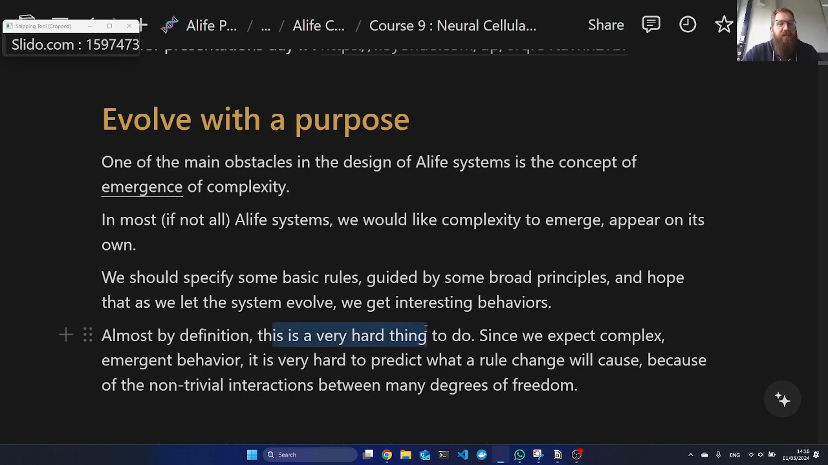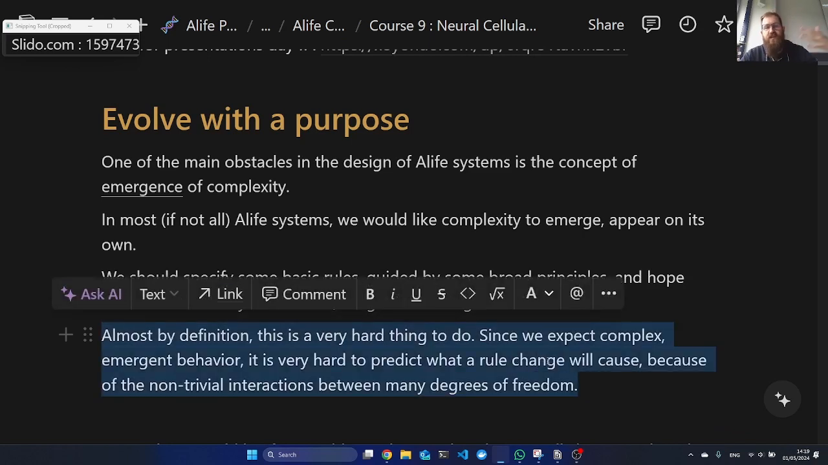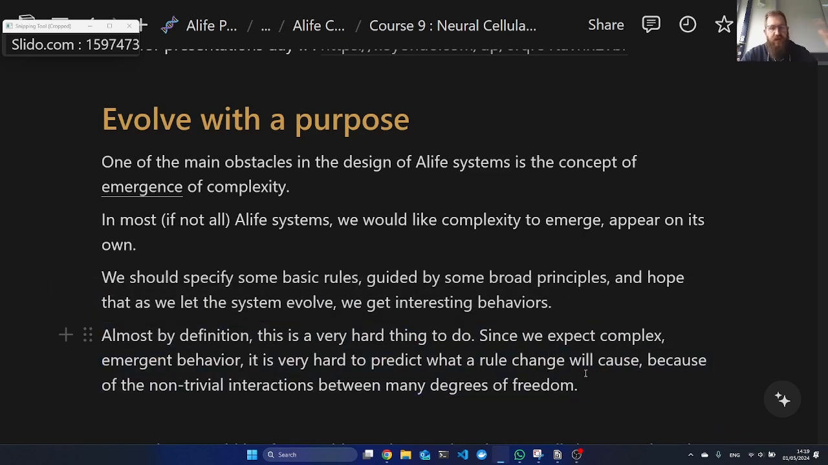But of course, this is very hard to do, almost by definition, because you expect something very complicated to happen from some basic rules and a lot of degrees of freedom. So it's very hard to predict what a change in the rule will make in the overall behavior. And so usually you're a bit blind. You try some stuff, usually common sense, some intuition of what will work, but it's generally very hard to get something complex.